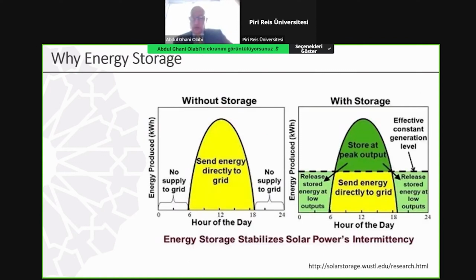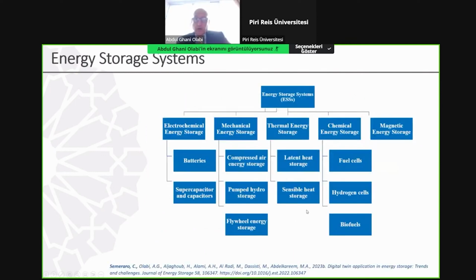As you know, storage is important, and this is why I'm going to talk about storage systems using digital twin and artificial intelligence. Here we have renewable energy, so we need to store the extra amount, to use it at times when we don't have renewable energy.